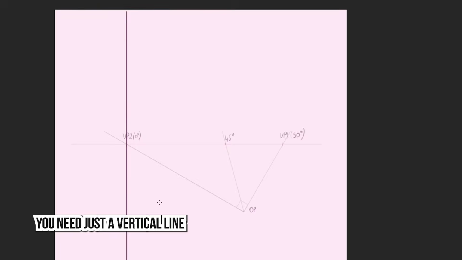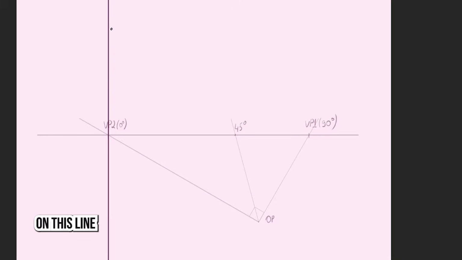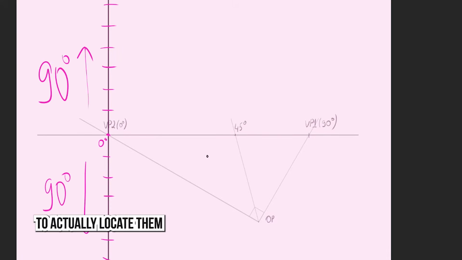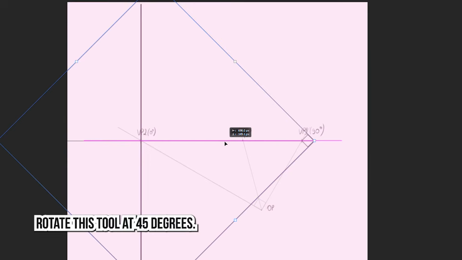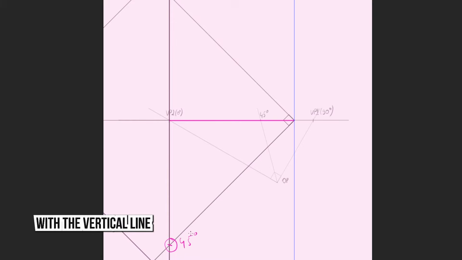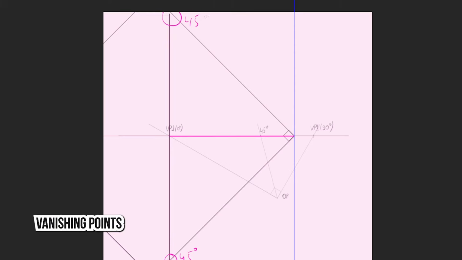Firstly, you need just a vertical line through the second vanishing point. On this line we can find the vanishing point for any tilt. To actually locate them, use just a square with diagonal inside. Rotate this tool at 45 degrees. The intersection of its edges with the vertical line give you the 45-degree vanishing points.